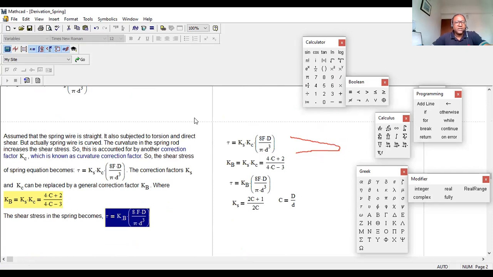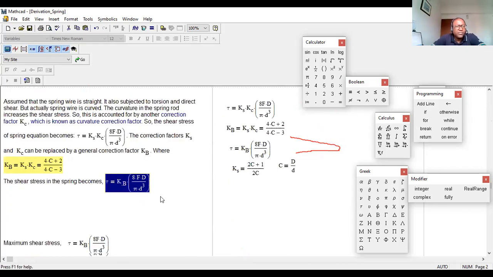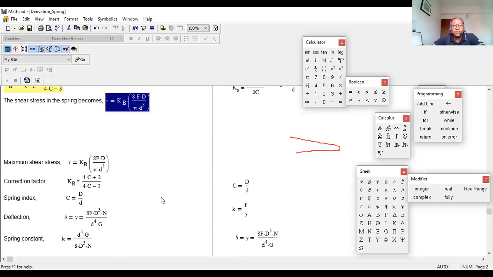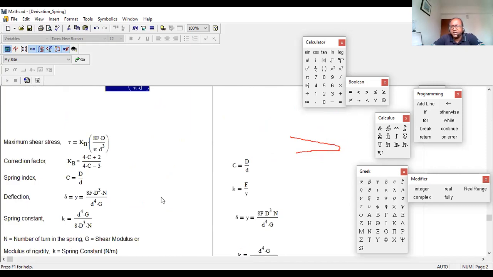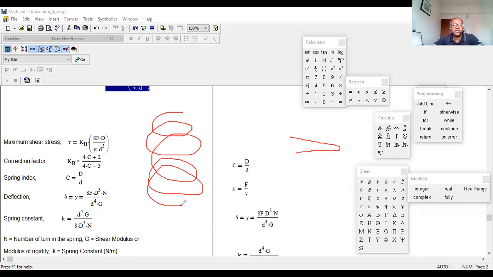Now, if you'd like to figure out the deflection of the spring, say you have a spring and you apply the force F. Obviously it will react upward by the same and equal amount.